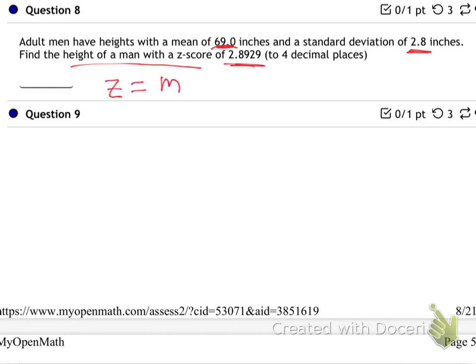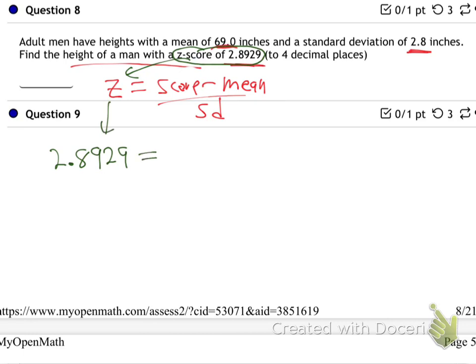So the z-score formula again. Mean minus standard deviation. No, that's not it. Score minus mean over standard deviation. Now, this time the funny thing is they're giving me the z-score right here. They're telling me the z-score is 2.8929. So that's the z. The mean, 69. That goes back here, right? The standard deviation, 2.8.